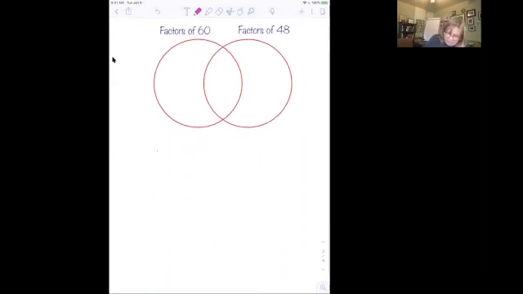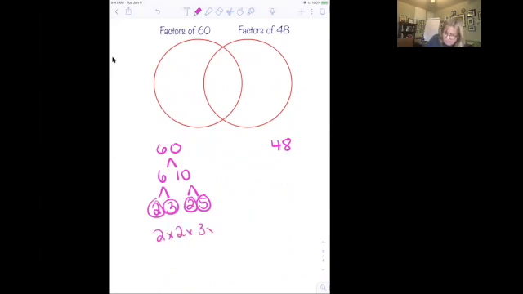So let's try one more real quickly. 60 and 48. 60, I'll use 6 times 10. Neither of those is prime, so I have to break them both down again. 6 is 2 times 3, 10 is 2 times 5. Those are all prime. 2 times 2 times 3 times 5.